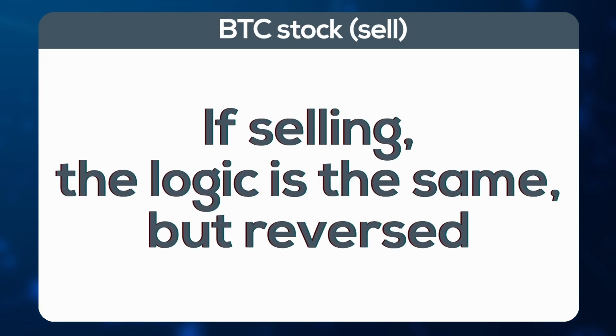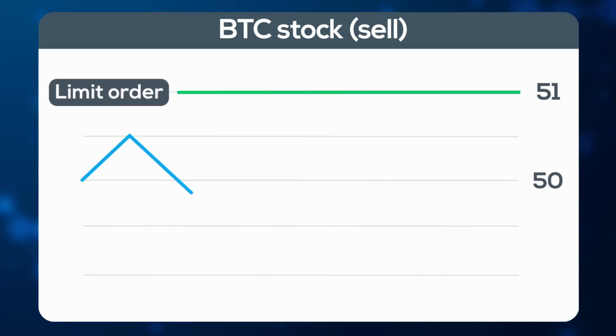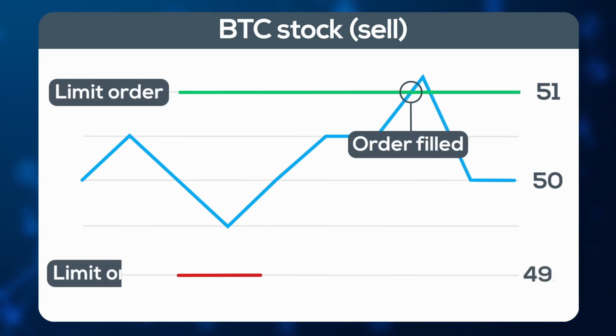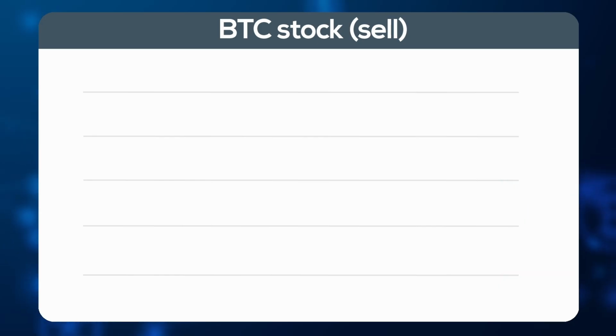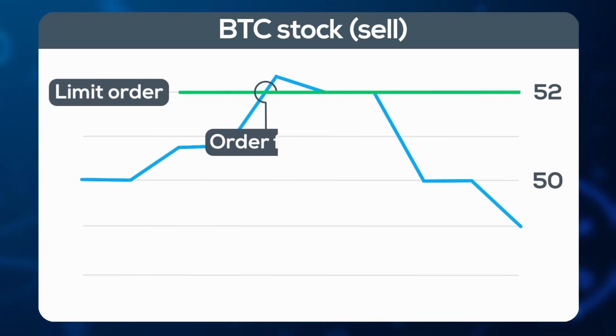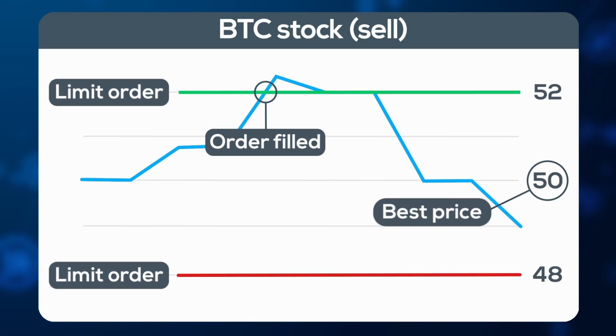For selling, the logic is reversed. You place a limit sell order above the current price to sell at a better price. If Bitcoin is at 50K and you set a limit sell at 51, your order will only execute once the price reaches 51K. But if you set it at 49.5, you are essentially saying you're willing to sell for less than the market price. So it will execute immediately at 50K, acting like a market order. Let's say you want to sell Bitcoin at 52K. You place a limit sell order and it will remain open until the market reaches that price. However, if you mistakenly place it at 48, it will instantly execute at the best available price.